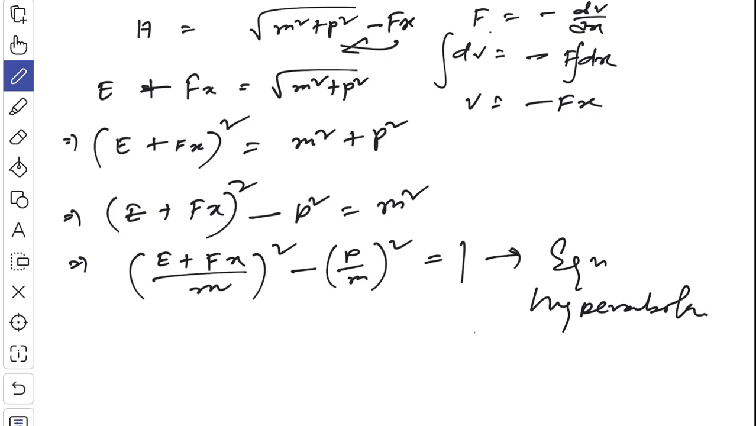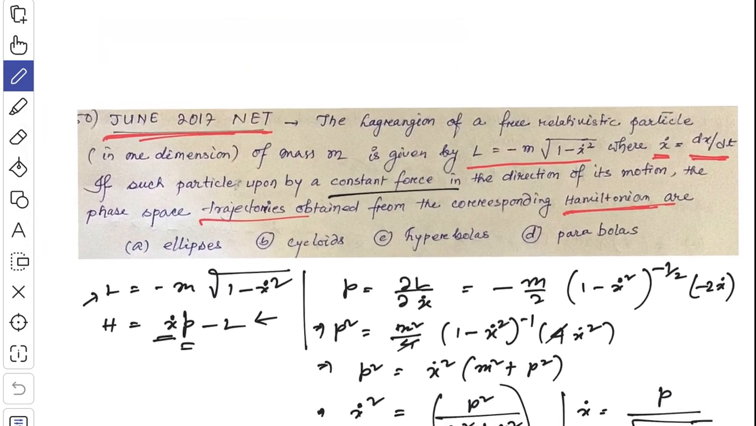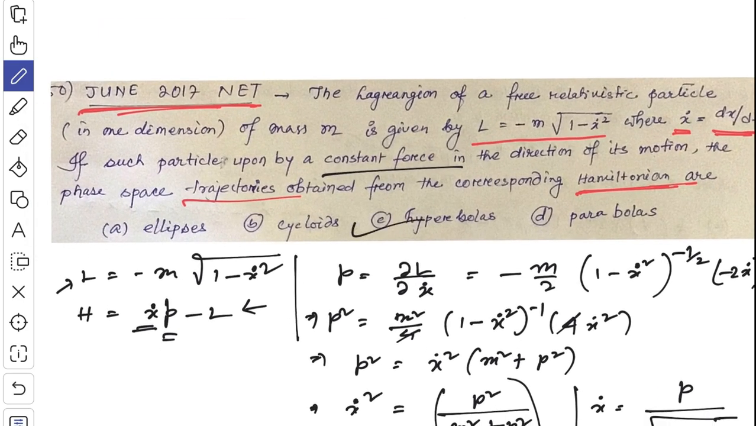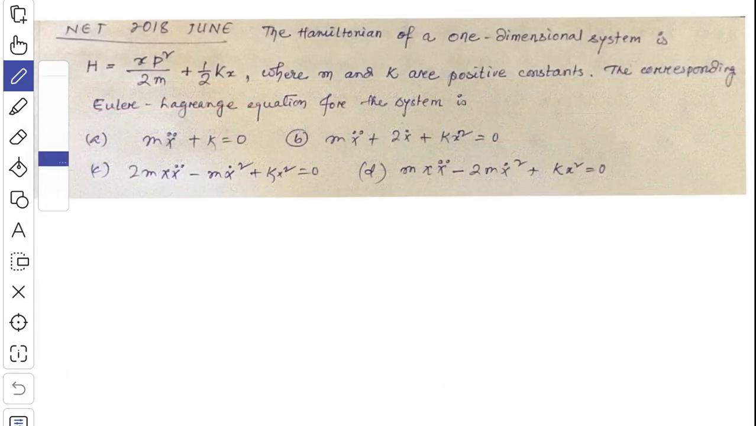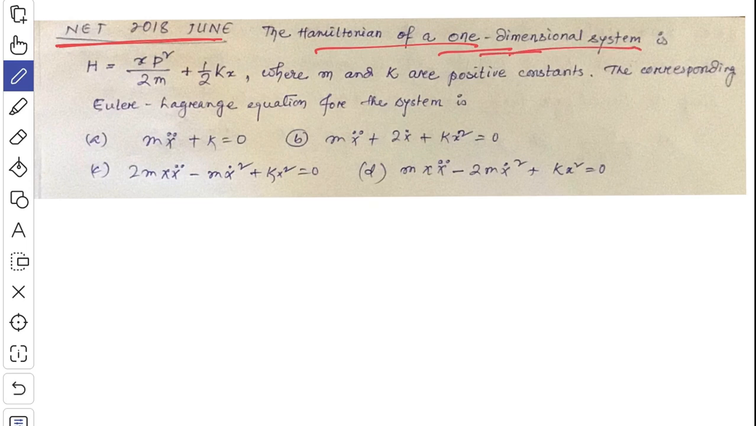So what will be the correct option here? Option C, hyperbola. Okay, so this is our next question from NET 2018 June. Here the Hamiltonian in a one-dimensional system is given by this, and here m and k are positive constants. We need to find the corresponding Euler-Lagrange equation.